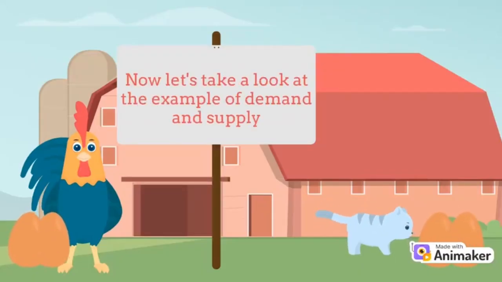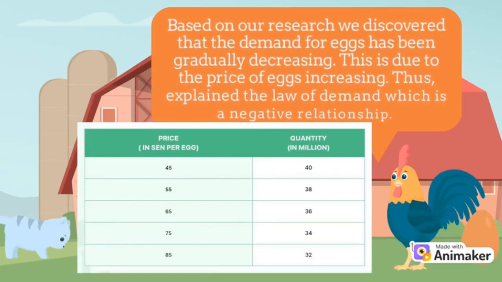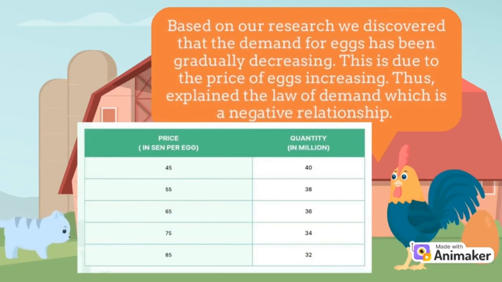Now let's take a look at an example of demand and supply. Based on our research, we discovered that the demand for eggs has been gradually decreasing. This is due to the price of eggs increasing. Thus it explains the law of demand, which is a negative relationship.